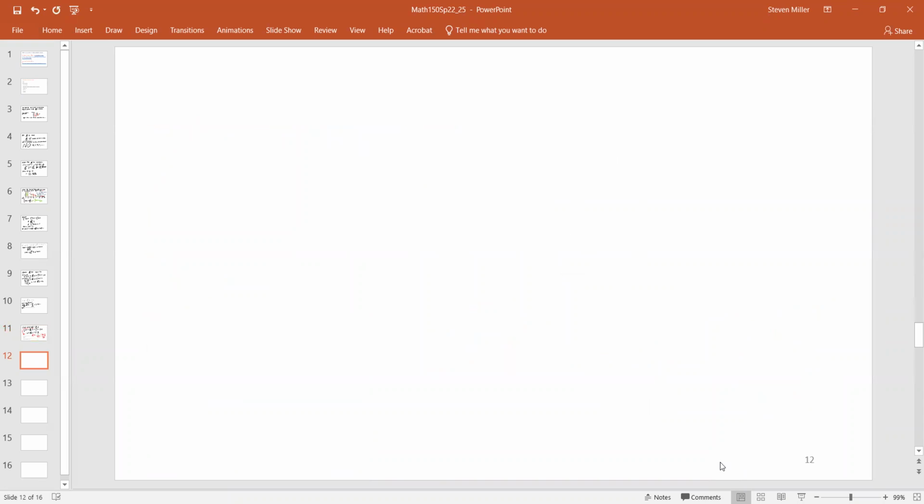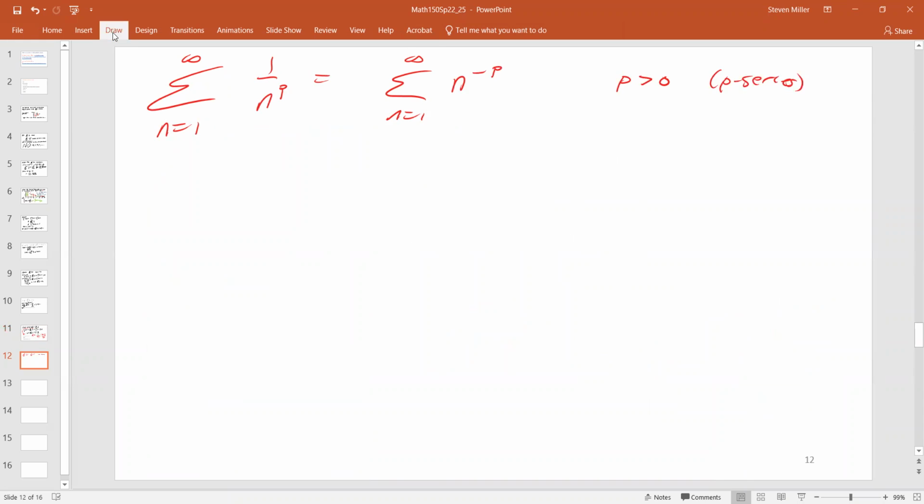So more generally, I could give you the sum n goes from 1 to infinity of 1 over n to the p, which is the sum n goes from 1 to infinity of n to the negative p. Let's say p is greater than 0. So this is a p series, for power. And this is clearly a non-increasing sequence, so we can do the integral test.